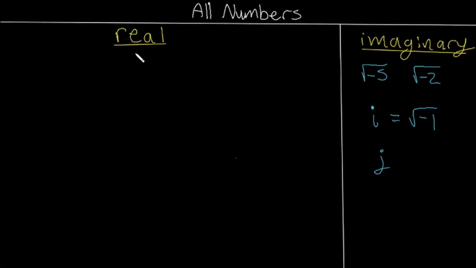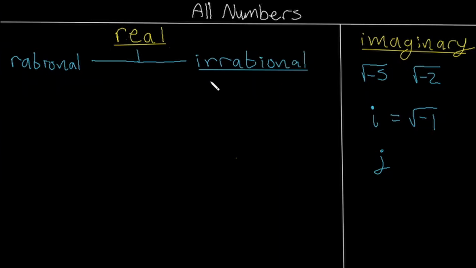Real numbers can be split into two categories. You have rational numbers and irrational numbers. Irrational numbers are decimals that can't be written as fractions. They're usually infinite and non-repeating. So things such as pi, the square root of 2, and e would all be irrational numbers.